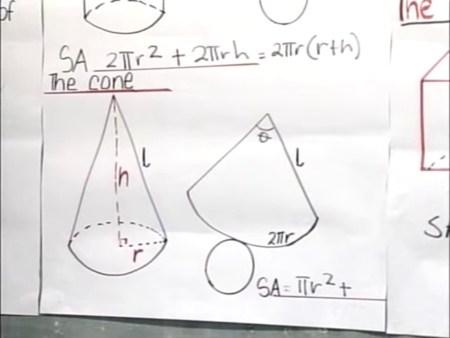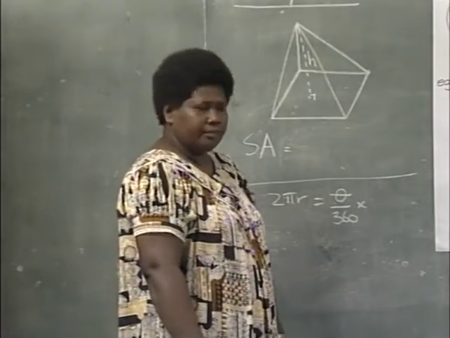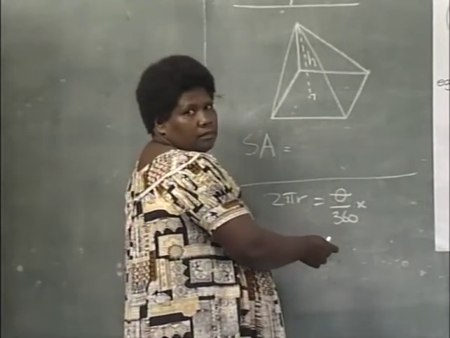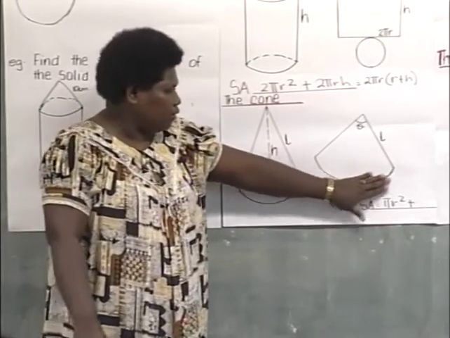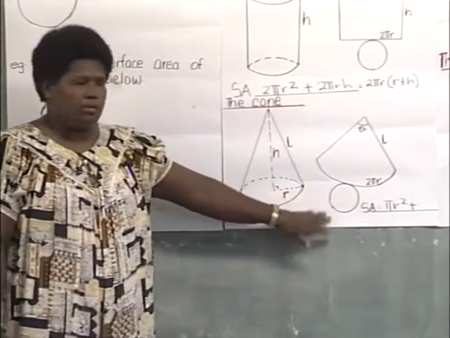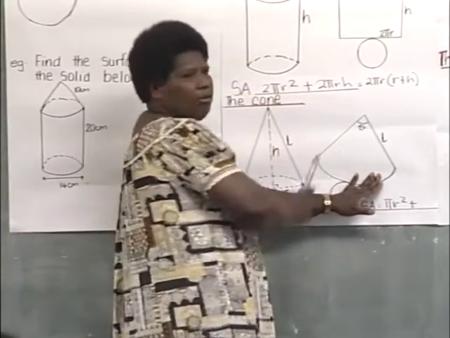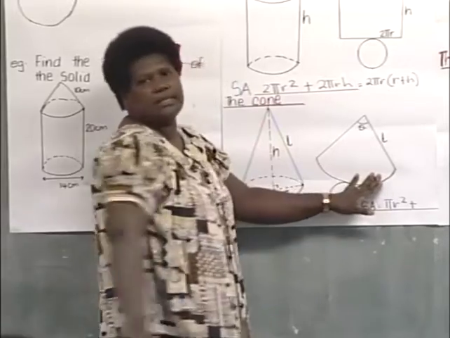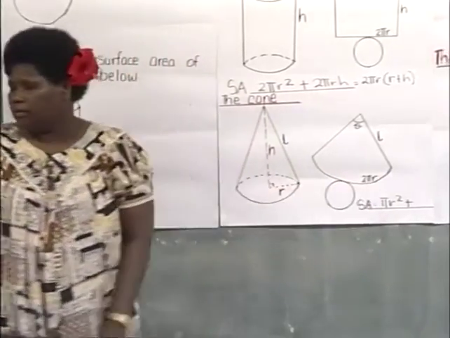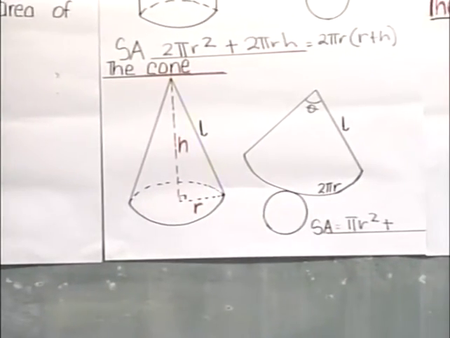Kila. The question is, if you didn't know that this arc length is 2 pi r, we know that it's 2 pi r because it's the same as the circumference of the circle. But if it was not there, and you were asked to calculate it knowing that this is the angle given, theta, and the radius is L, what would the arc length be?